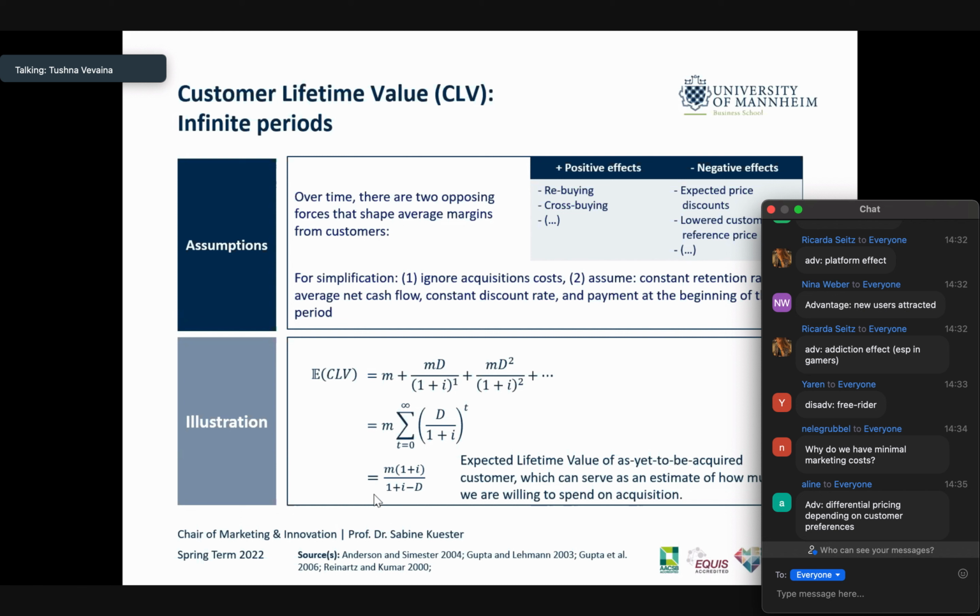And for this reason, we use a different formula for infinite periods, which is M. M is basically your R minus C for that time period, revenue minus cost, profit, into 1 plus I, your discounting factor, divided by 1 plus I minus D, your retention rate. And that's why we are saying the expected lifetime value of a yet-to-be-acquired customer can serve as an estimate of how much they are willing to spend on the acquisition.